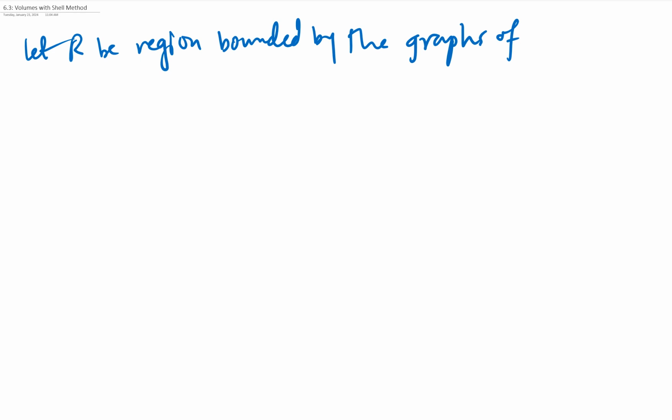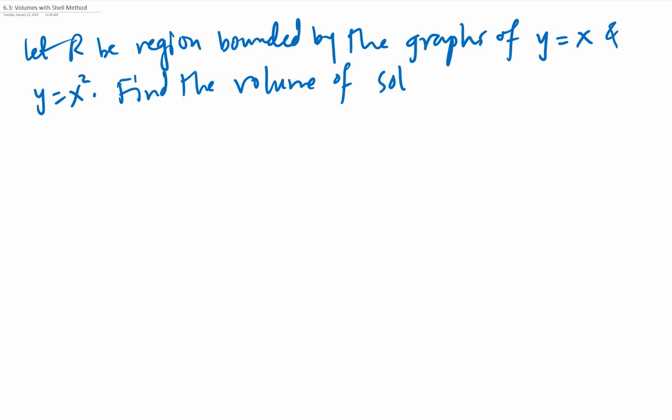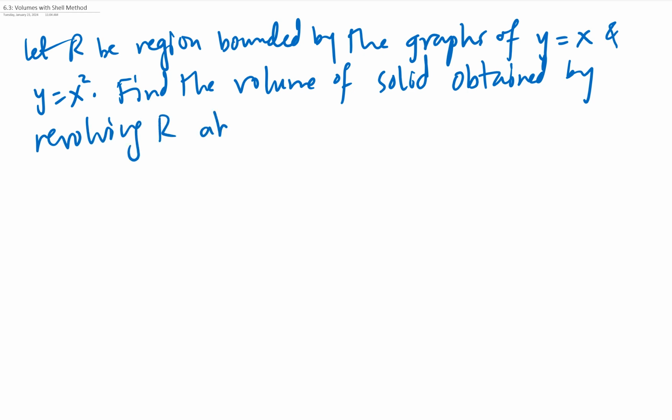Let R be the region bounded by the graphs of y equals x and y equals x squared. Find the volume of the solid obtained by revolving R about the y-axis.